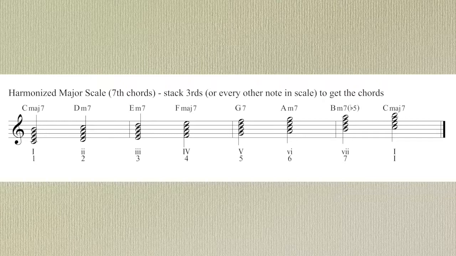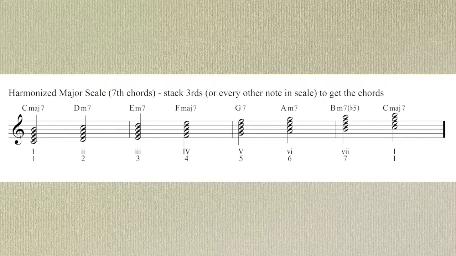The 5 chord is G7, and we'll come back to that in just a second. The 6th chord is A minor 7. The 7th chord is a B minor 7 with a flat 5. That's also called a half diminished chord. And then you're back to your 1 chord of C major 7, but an octave higher.